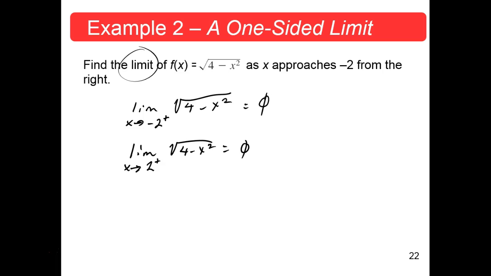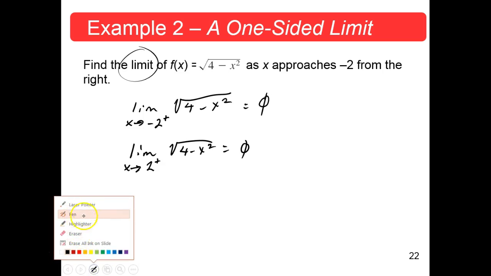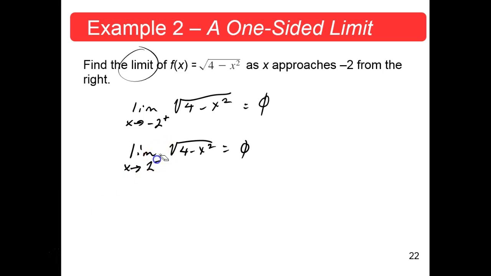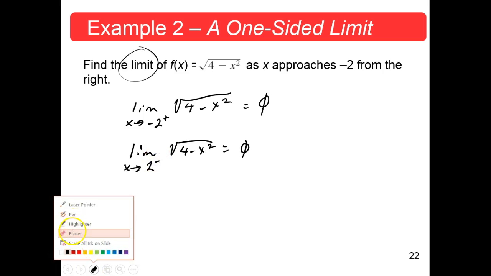2.1 squared is going to be something like 4.01 or something like that, right? And then, no, it's not going to work. Can't approach 2 from the positive side. Not going to work there. What would work? Approach it from the negative side. That will work, and that will be a correct answer.